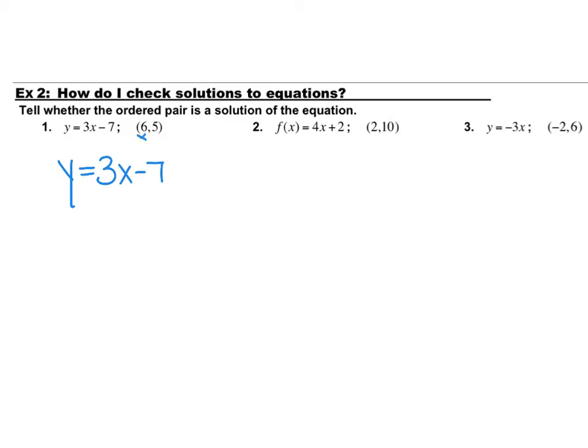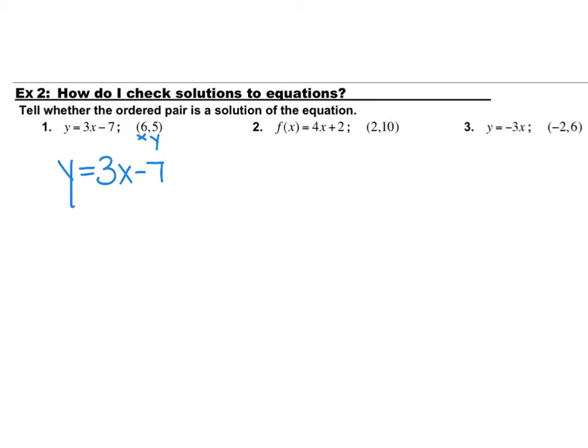Our coordinate, remember, has these two variables that are assigned. The first coordinate is the x coordinate, and so that's 6. And then we have 5, which is the y coordinate. Now, if we take these points and we plug them in, we could see then if this ordered pair is a solution that would be found on the line y is equal to 3x minus 7.